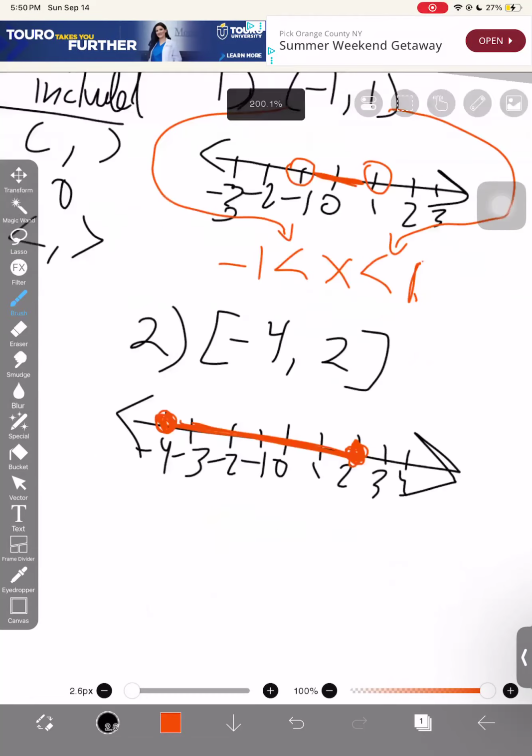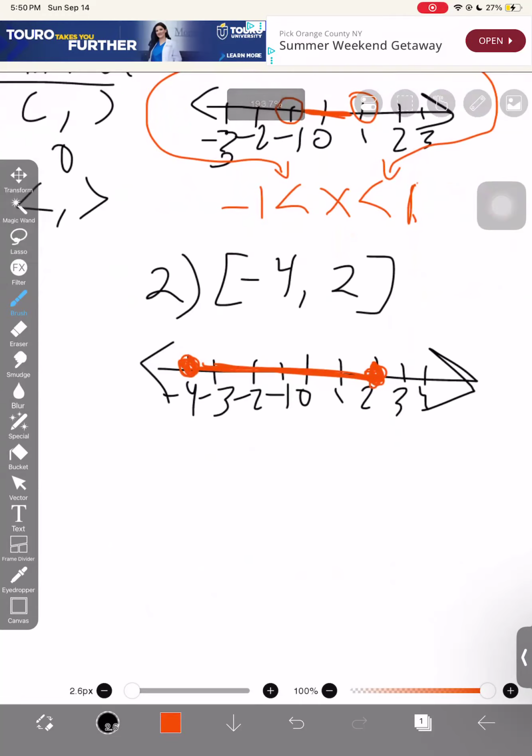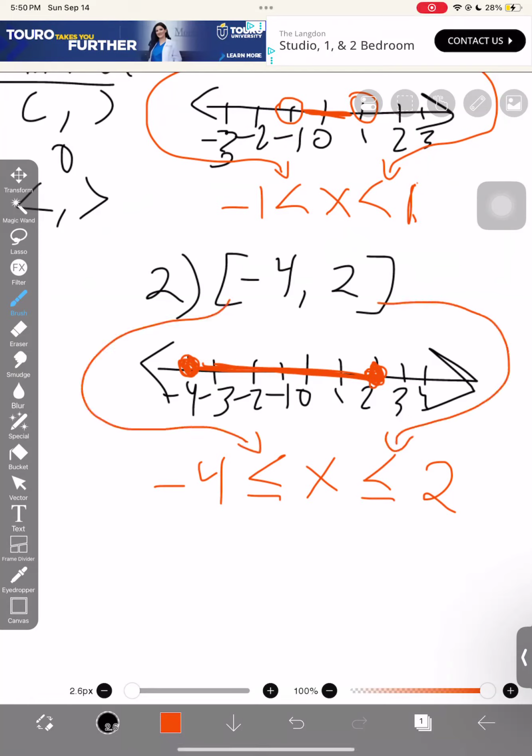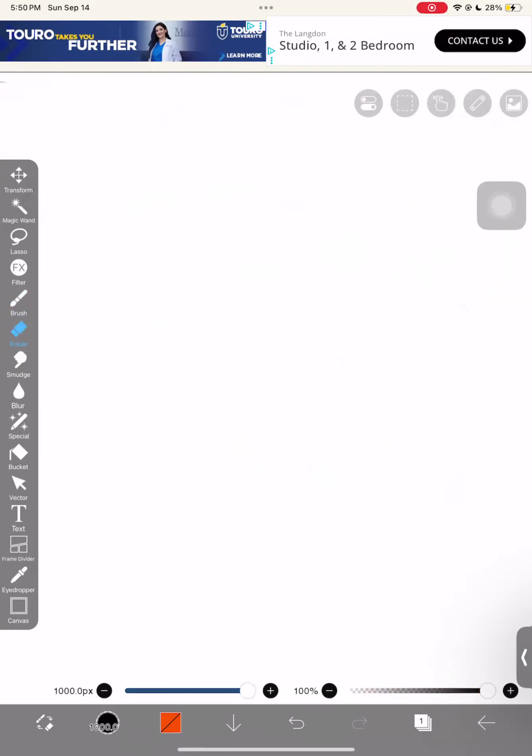Set builder notation will give us the idea that it will be this. It's between -4 and 2. Our x is between that, and since it's included because it's a bracket, we use less than or equal to, less than or equal to. We know that because of this, because it's a bracket. So far, so good. Let's look at another example.